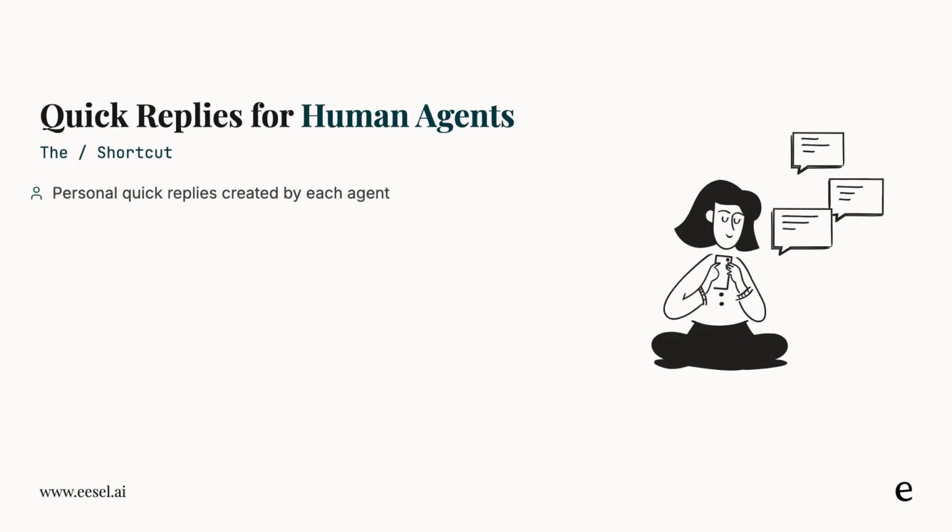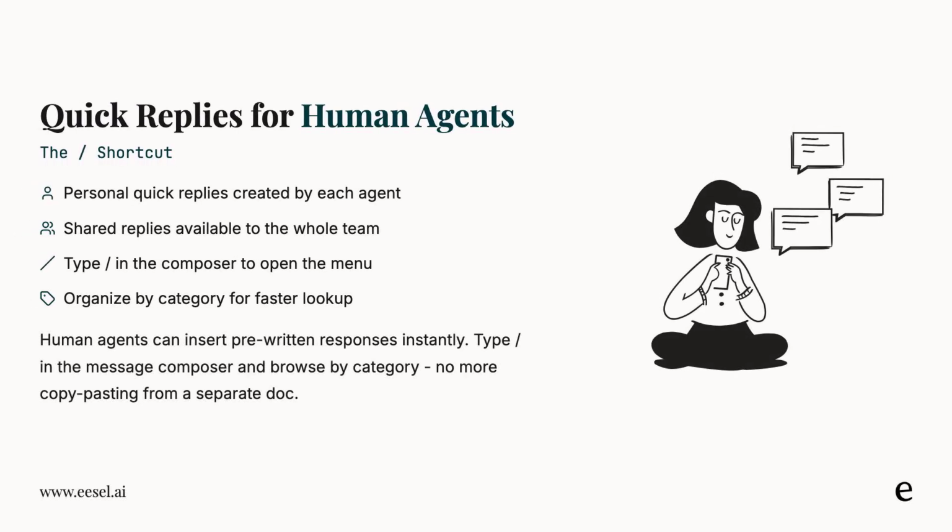Quick replies aren't only for bots. Your human agents can use them too. Just type a / in the message composer to open a searchable menu of pre-written responses. Admins can create shared replies for the whole team, and each agent can also build their own personal library.